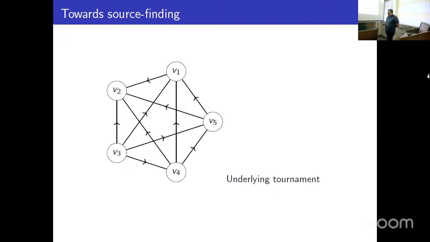All right, now let's go back to source finding, the maybe more natural definition of a tournament winner. Let's say the problem over here is Alice and Bob. Again, Alice has some edge directions, Bob has the other ones, and they want to know whether there exists a source in the underlying tournament.